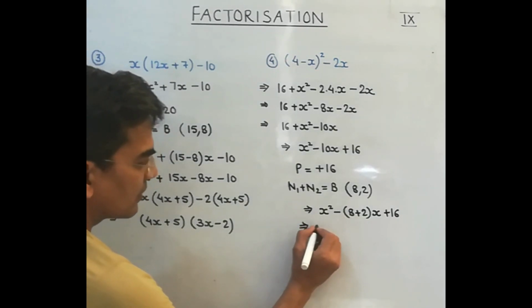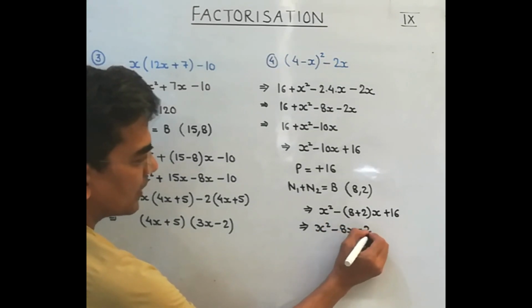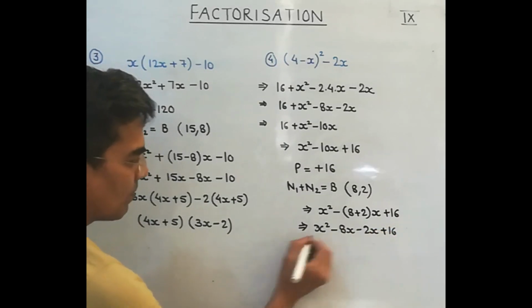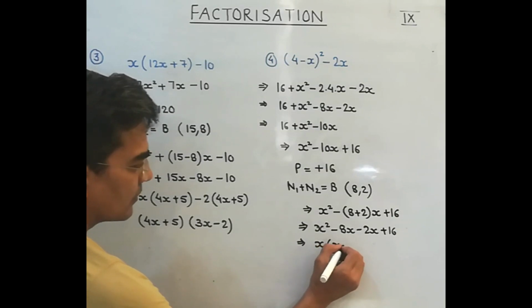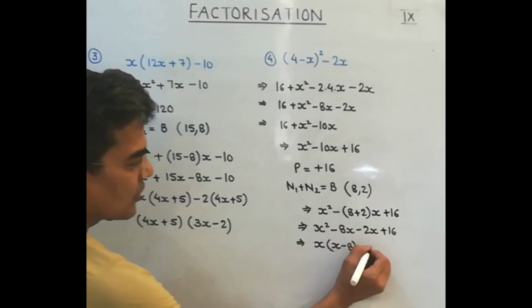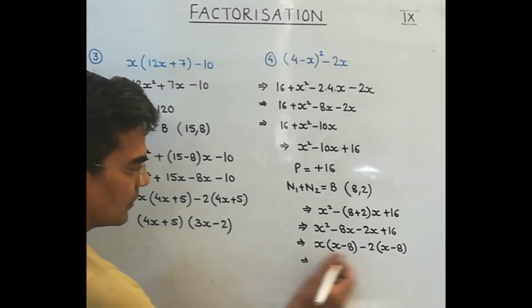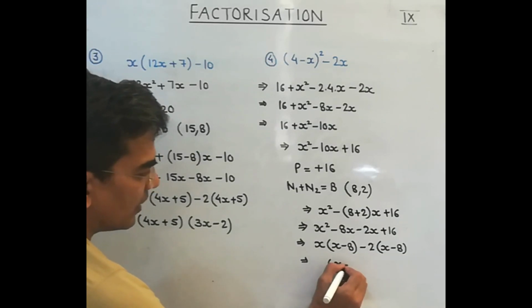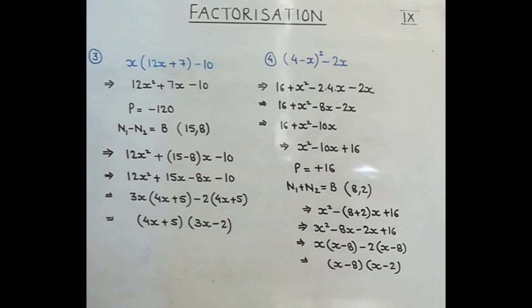Now when we open the bracket for grouping, we get it this way. Now here what will be common? x. Here minus 2 will be common. So x minus 8. So from here, x minus 8 into x minus 2. So this will be your answer. Hope this is clear to you. So you can pause and copy it down.